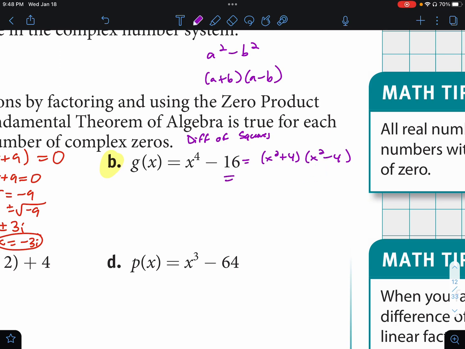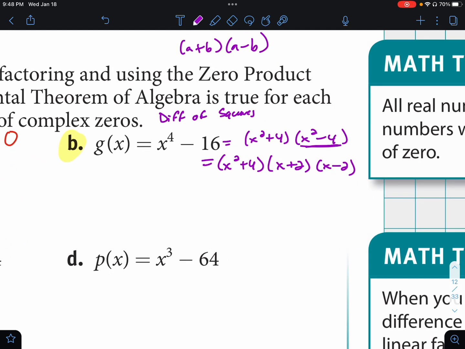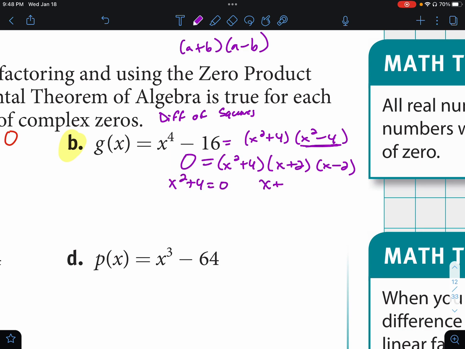The cool thing here is that second part factors even further. I can do x plus 2, x minus 2, because it is a difference of squares inside of a difference of squares. And now each separate parentheses can be set equal to 0. x squared plus 4 equals 0. x plus 2 equals 0. x minus 2 equals 0. x equals 2 is an answer. x equals negative 2 is a solution.